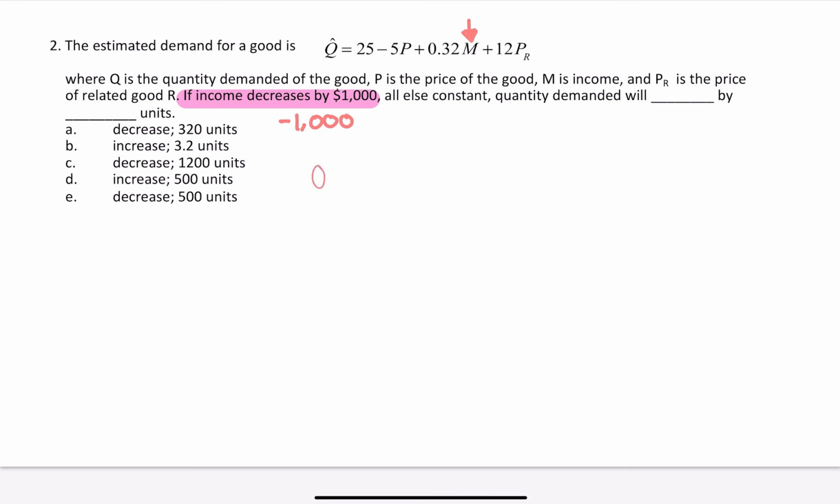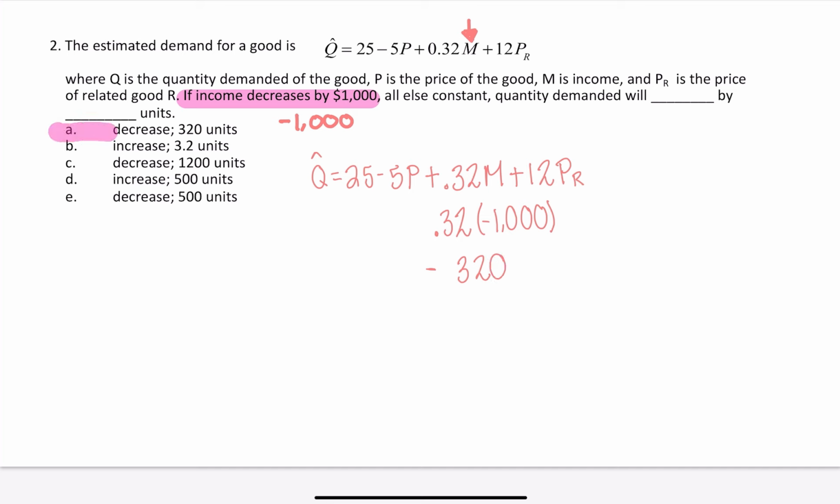which means we are going to have Q hat equals 25 minus 5p plus 0.32 M. And we're going to plug in negative 1,000. So it's going to be negative 320. So it is going to decrease by 320 units. Make sure if it says decreases that you're putting a negative in front of your number before you substitute it in.